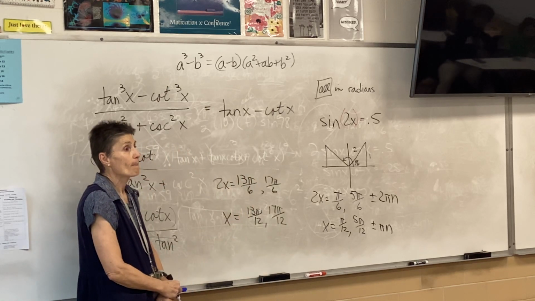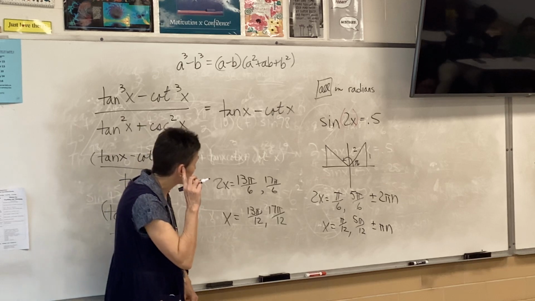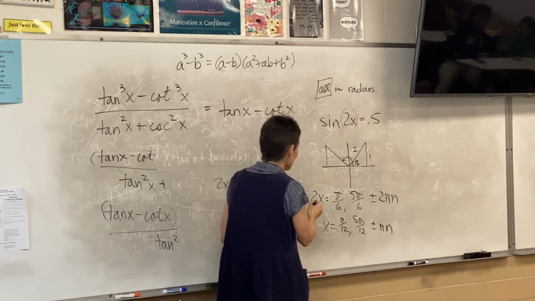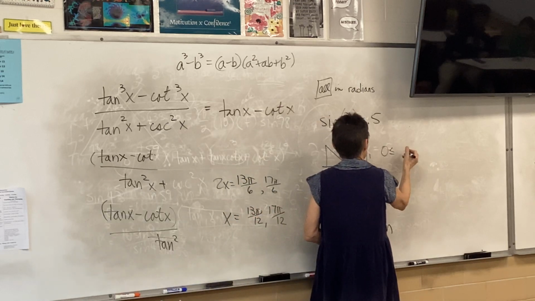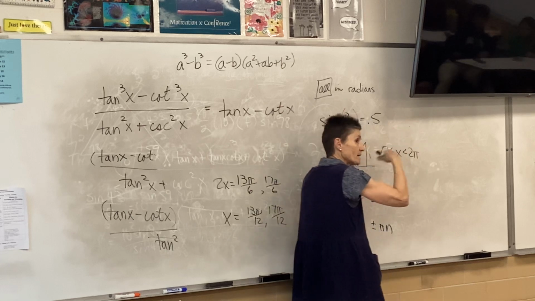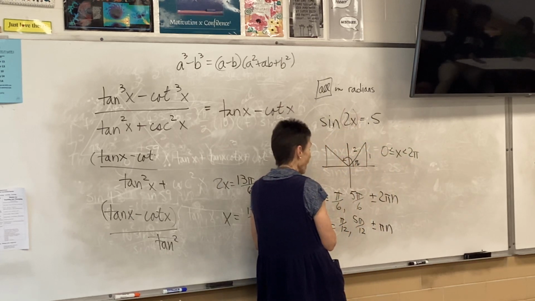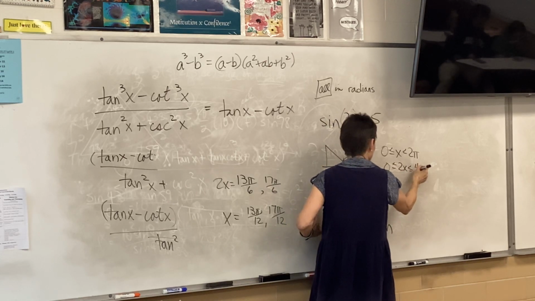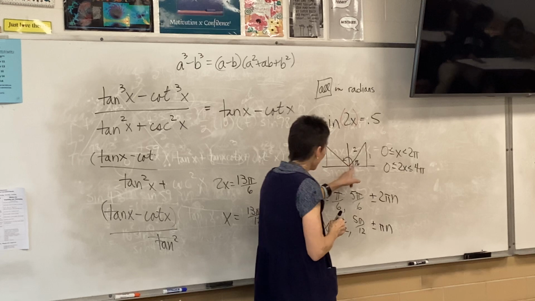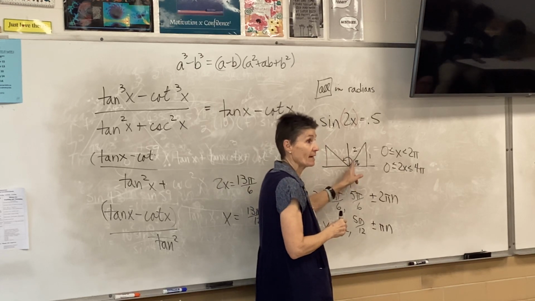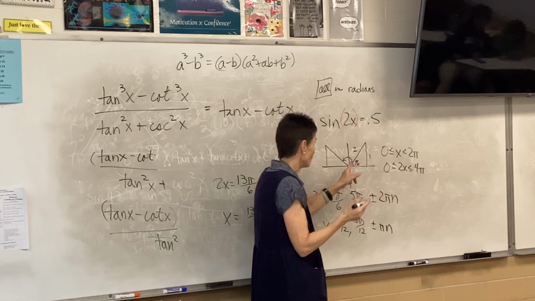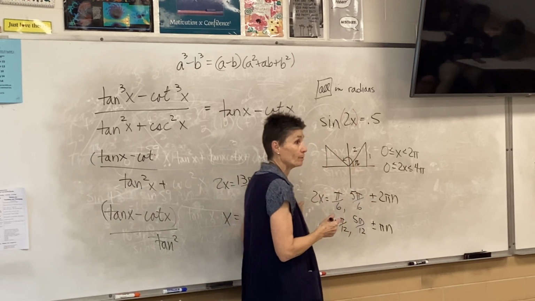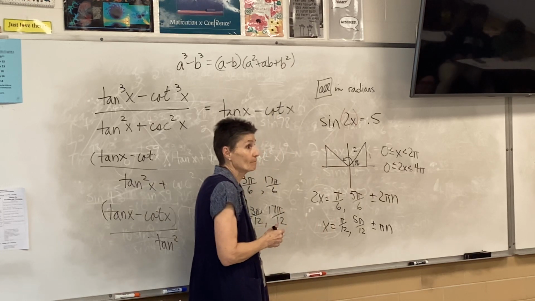Wait, I'm confused where the 13 pi over 6 came from. Where did the 13 pi over 6 come from? Okay, let's suppose we were just going around one time. If I'm solving the problem in terms of 2x, then I actually have to go around twice. So pi over 6, and then go around again would be plus 2 pi, which is 13 over 6. And then 5 over 6, go around again would be 17. Okay?